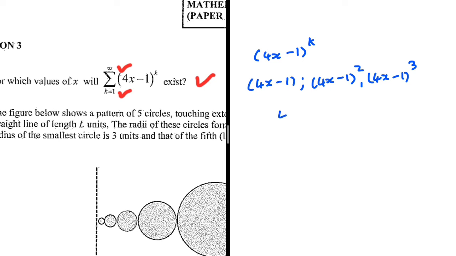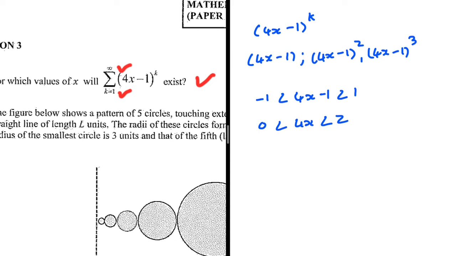If you divide (4x minus 1) to the power 2 by 4x minus 1, you get 4x minus 1. So the common ratio here is 4x minus 1. And we're saying that for the sum from k equals 1 to infinity to exist, we need the ratio to be between minus 1 and plus 1. We add plus 1 on all sides, we get 0 less than 4x less than 2.